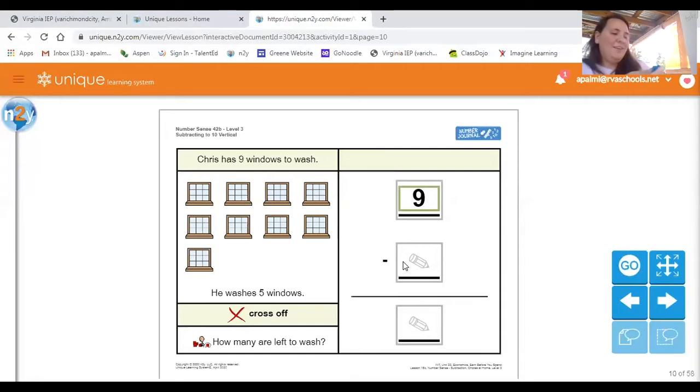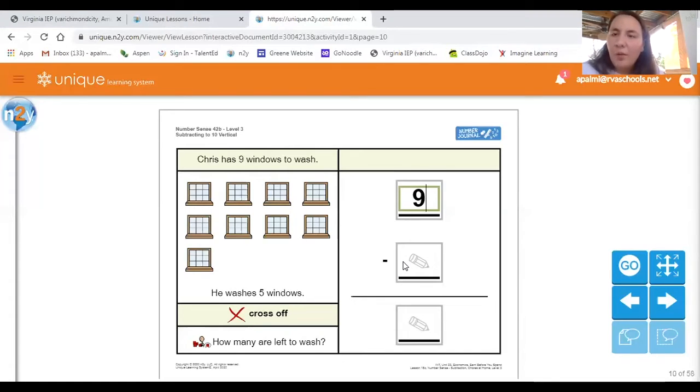1, 2, 3, 4, 5, 6, 7, 8, and 9. Okay, so here is my tower of 9 blocks.